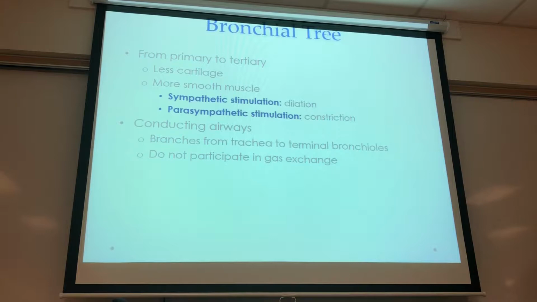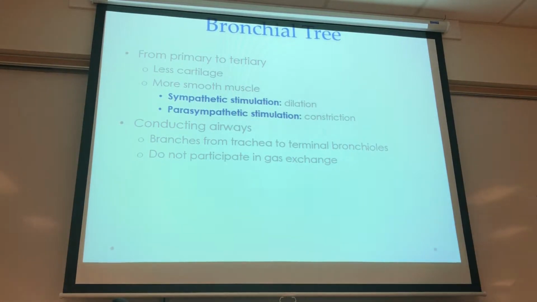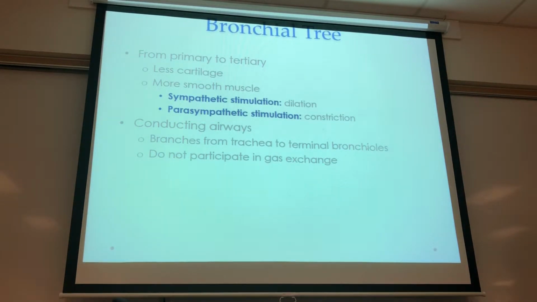Why the smooth muscle and less of the cartilage? Less structural, but more functional by the time we make it to the tertiary bronchi. The smooth muscle there again has the adrenergic and cholinergic neurons that respond to autonomic pathways. In autonomic regulation, the sympathetic will cause dilation. We want to increase the size of our bronchioles to allow more airflow into the lungs. The parasympathetic is going to cause constriction to reduce the amount of airflow into that area.